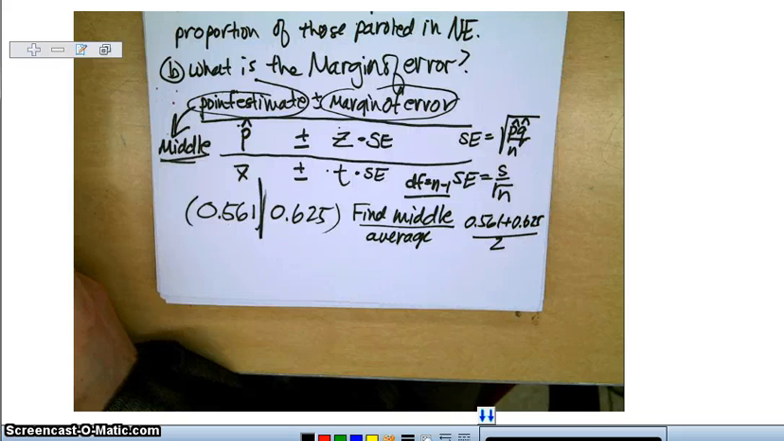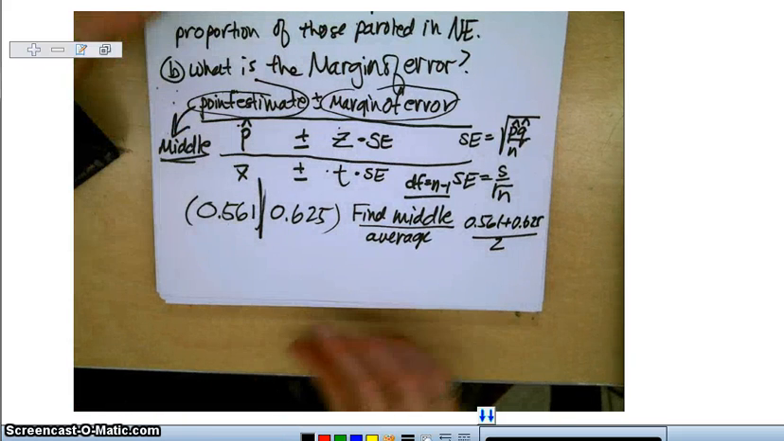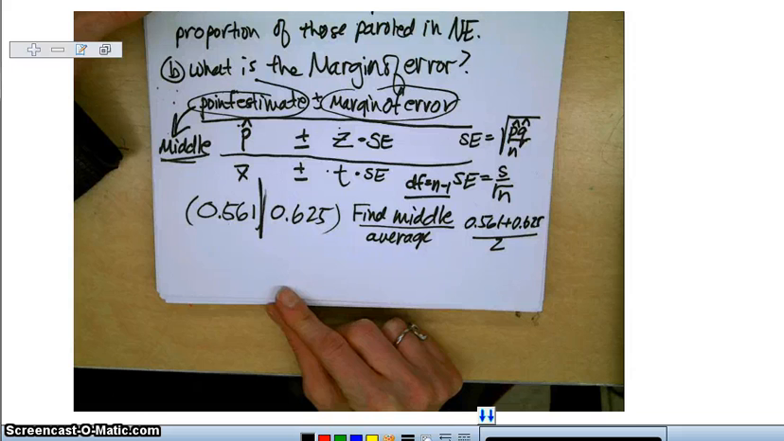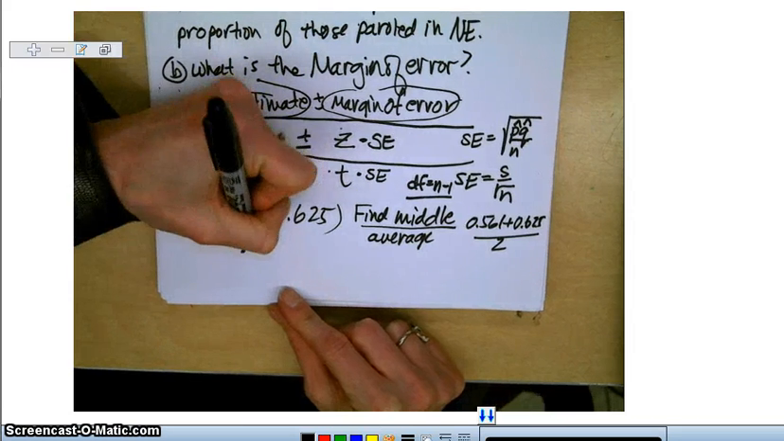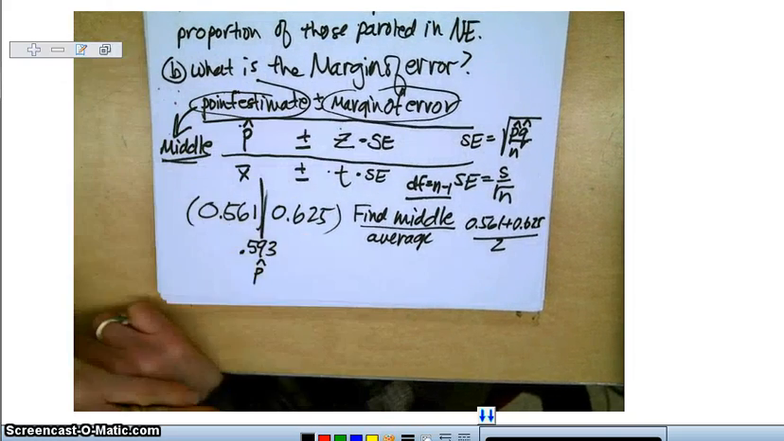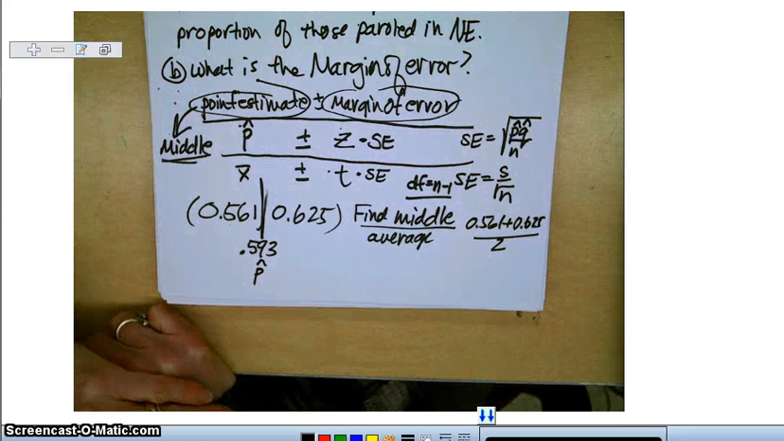Got it? What's the middle? You should have it already. You should be just using your calculator. Okay, so right in the middle is 0.593. So that was your point estimate. This was my p hat, right there. Okay, so how do I find the margin of error now?